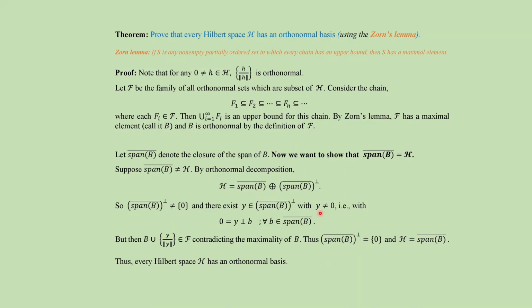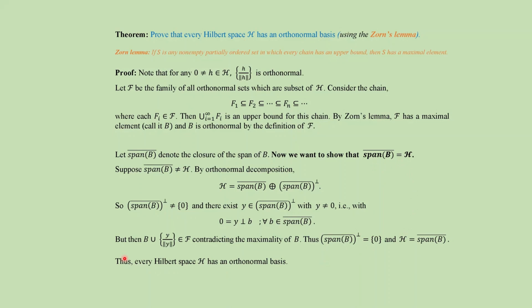Now, since y is non-zero, B union the unit vector of y should be in F, but we already assumed that B is a maximal element, and now we have another element, contradicting the maximality of B. So y should be the zero vector, and the closure of the span of B should be H.